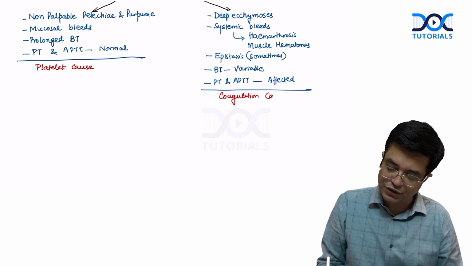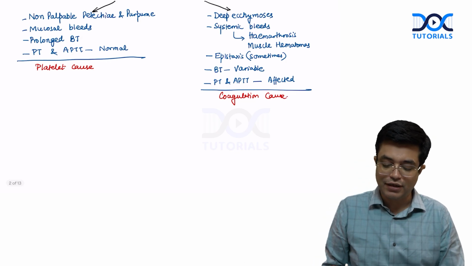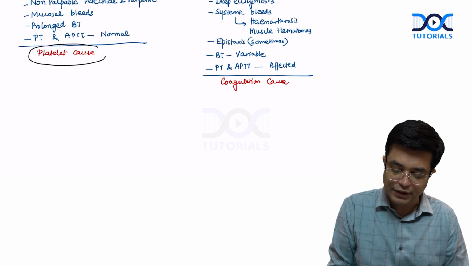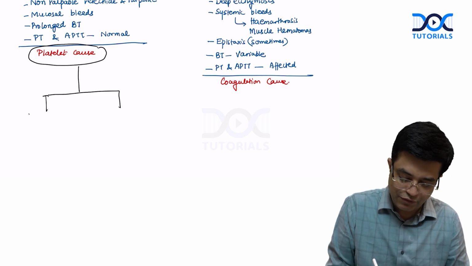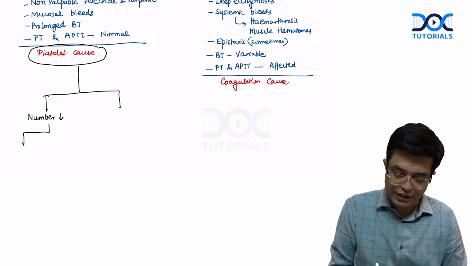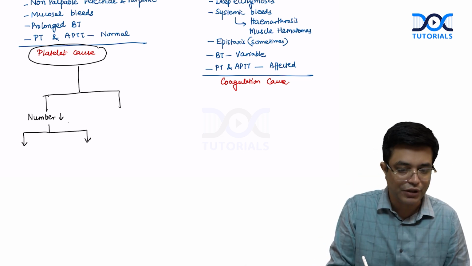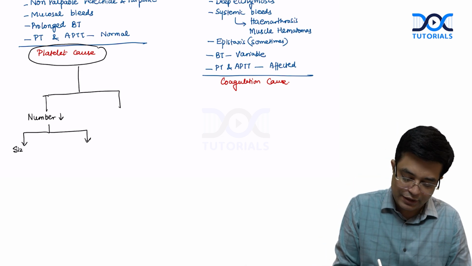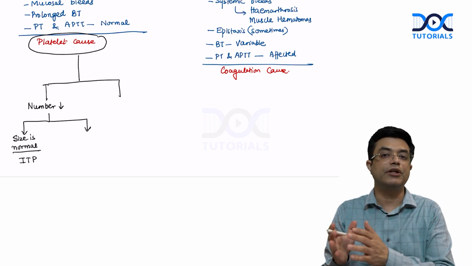So we have two types of causes of bleeding. We have the platelet cause and we have the coagulation cause. Let us first take the platelet cause. If it is a platelet cause of bleeding, there are two possibilities which should be considered. In case the examiner says that the platelet cause is there, and the platelet count is low, you look at what is the associated abnormality. Low number means thrombocytopenia. If the size of the platelet is normal, you should suspect an ITP-like condition. ITP stands for immune thrombocytopenic purpura.